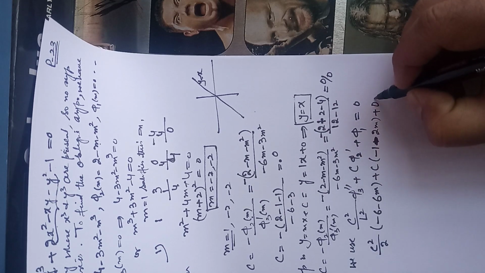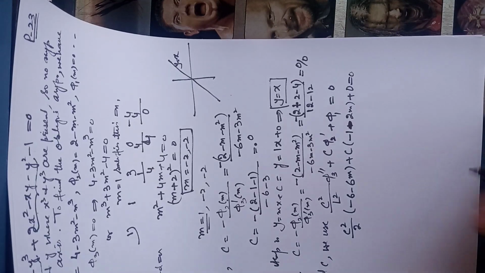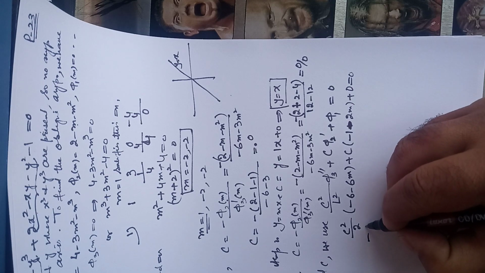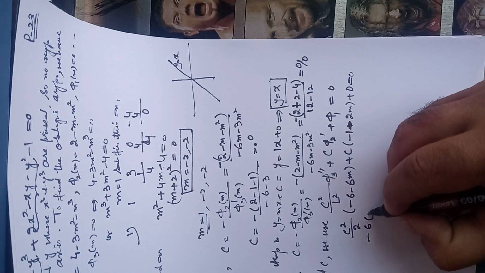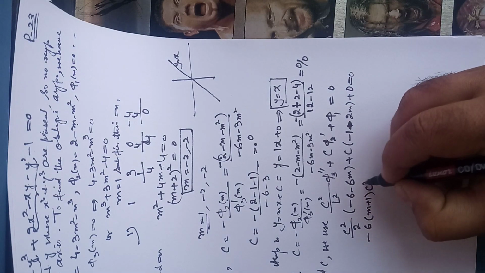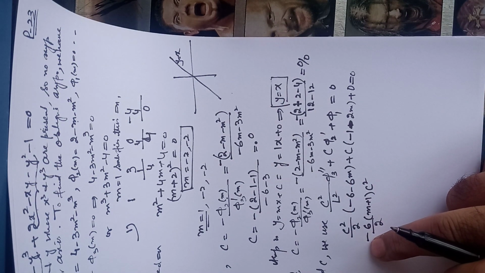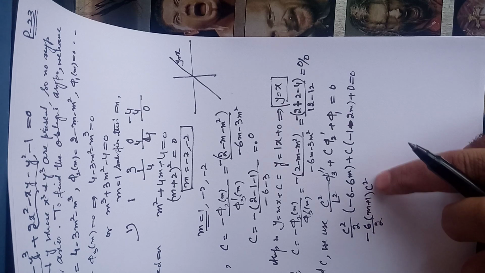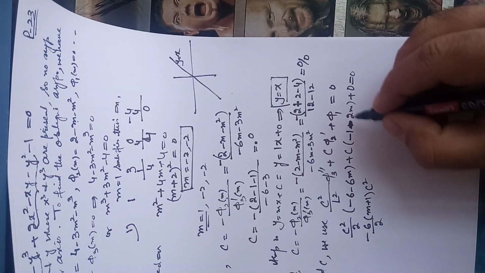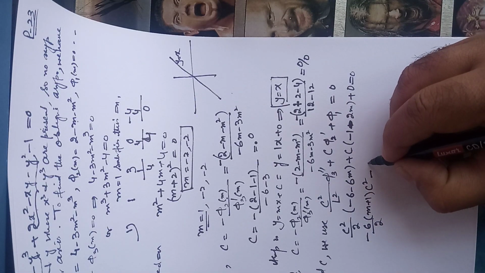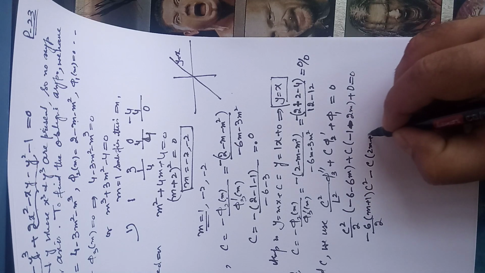Phi 1 is 0 is equal to 0. So you have minus 6. You can take it outside, m plus 1 c square by 2. Minus 6 you have taken outside, m plus 1 c square by 2. Then you can take minus here, c 2m plus 1 is equal to 0.